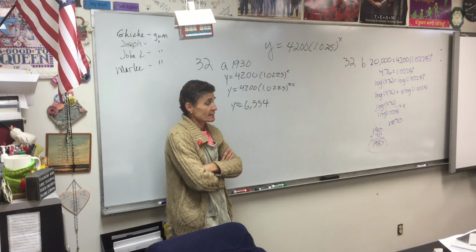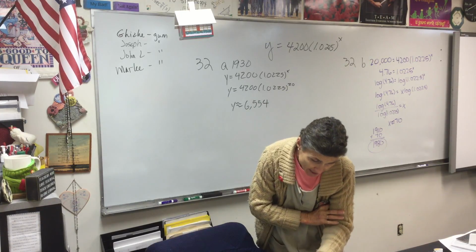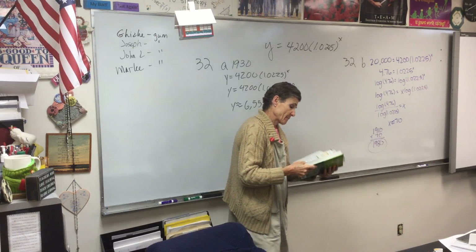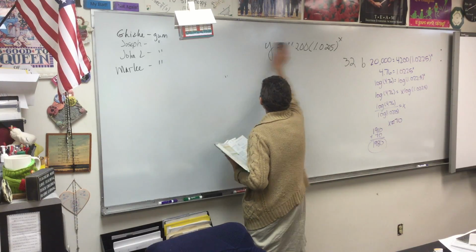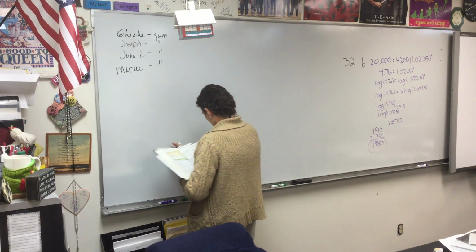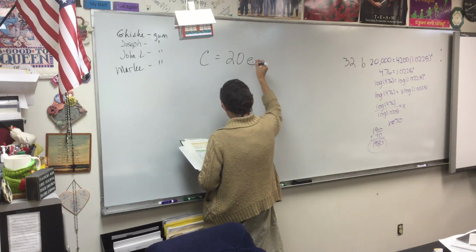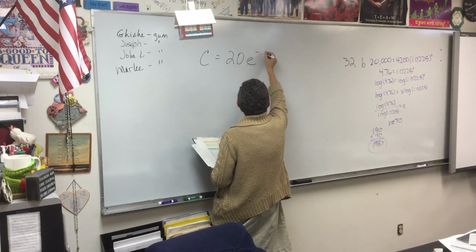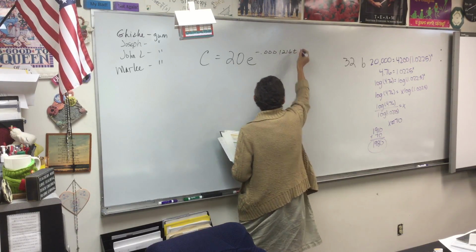Now, these exponential equations work in reverse also. Take a look at number 40. Number 40 says the amount of carbon 14, that's just some isotope, that we have after T years is given by this formula. So they're giving you the formula. You don't have to write it. Here's the formula.